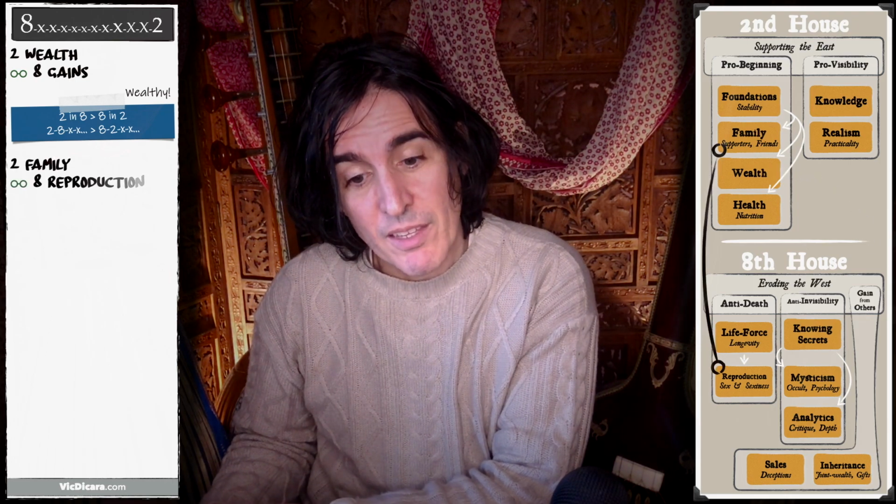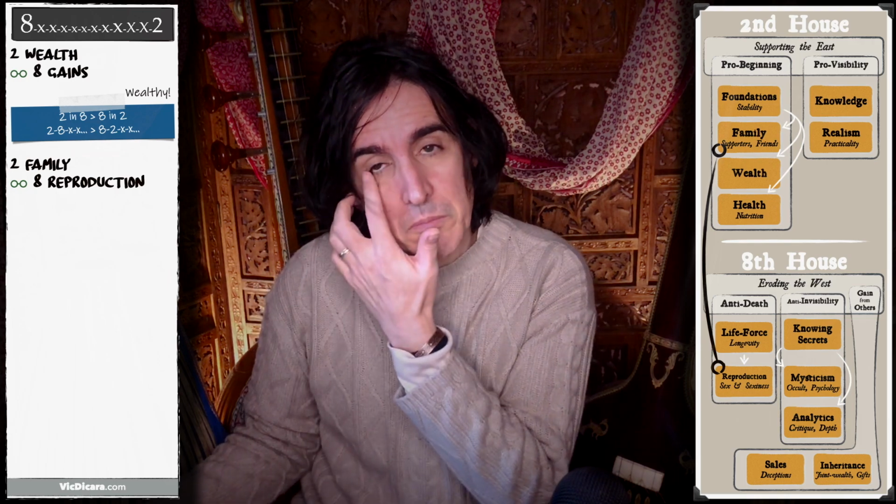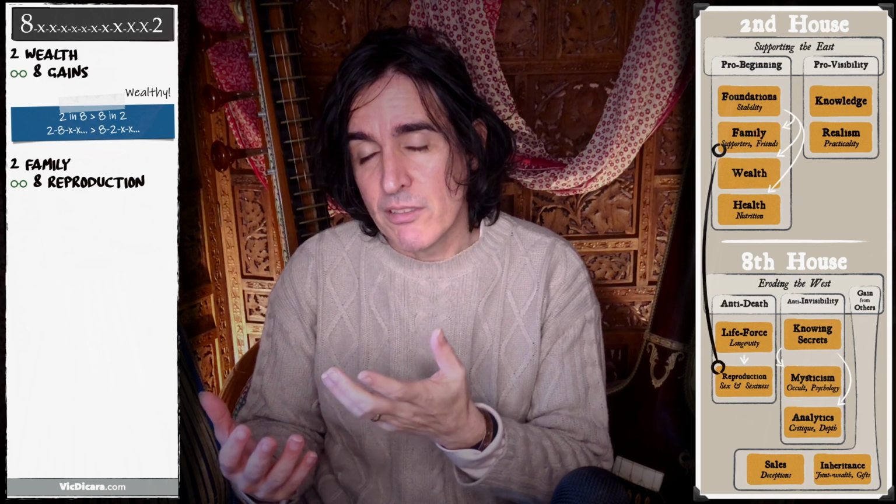Now, the next thing I want to talk about is the 2nd house is the house of family. And the 8th house is the house of reproduction. How do you get a family? By reproduction. So, bam. That seems to be very congenial and synergistic.